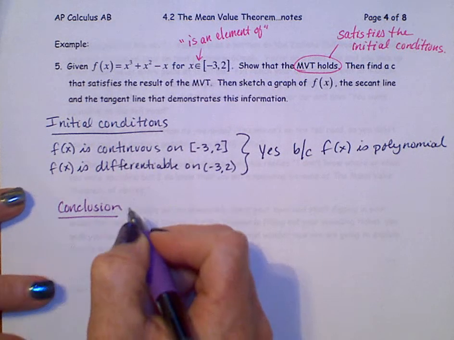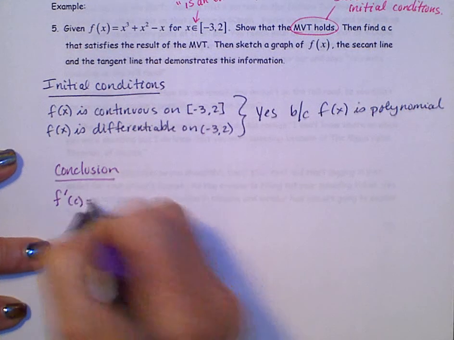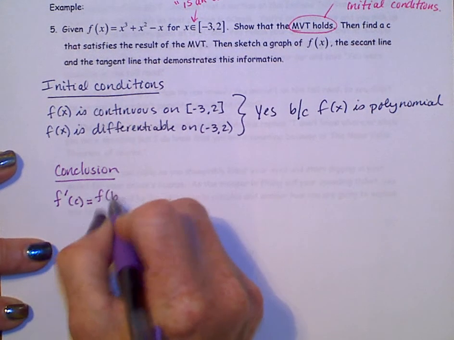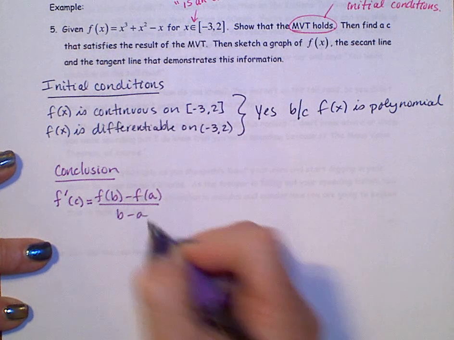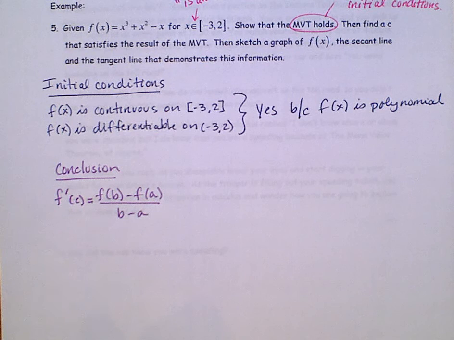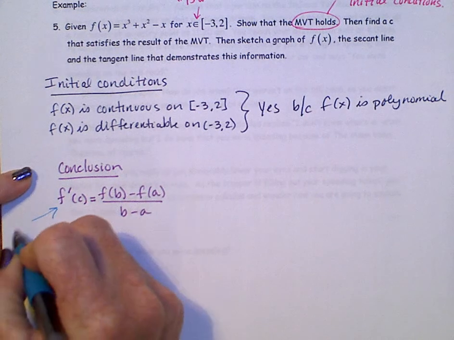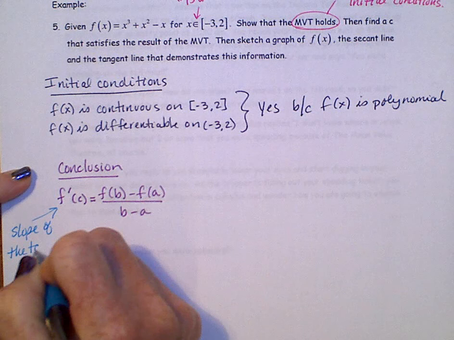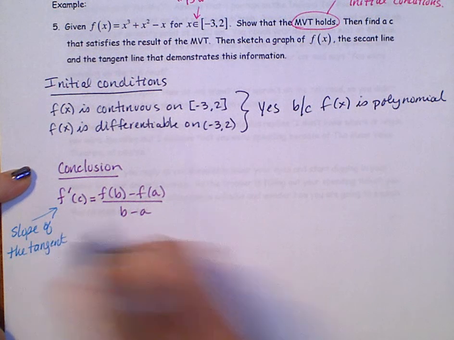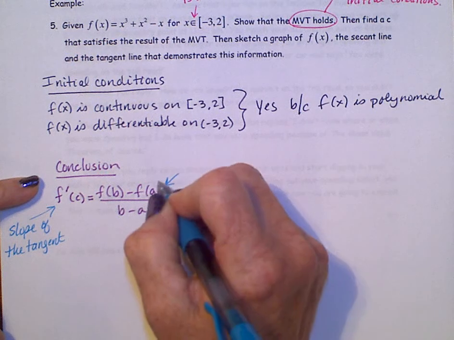And the conclusion of the mean value theorem says f prime at C is f of b minus f of a all over b minus a. Remember that f prime of C is referring to the slope of the tangent line. And this bit here is referring to the slope of the secant line.